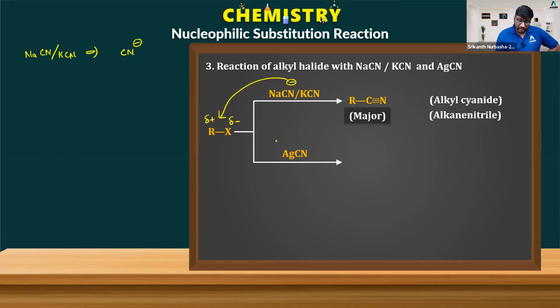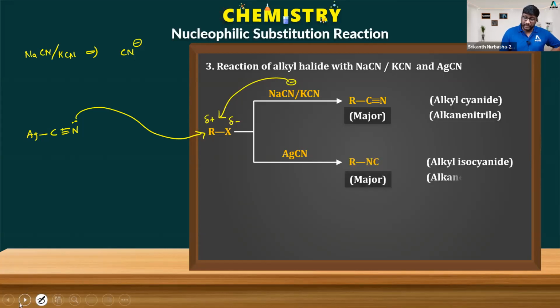AgCN, if you take AgCN, it means silver is connected to carbon, and carbon is triple bonded to nitrogen. So this silver and carbon bond is not broken, so carbon is not free to attack. So attack happens from the nitrogen side. So you get isonitriles in the second case. Yes or no? Isonitriles, or alkyl isocyanates, are obtained, or alkyl isonitrile.